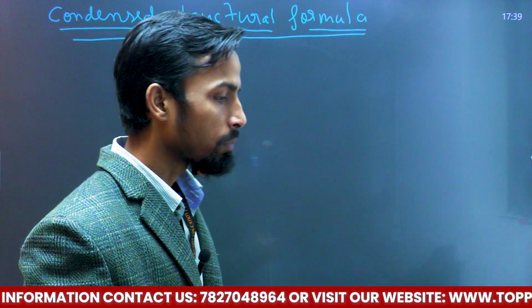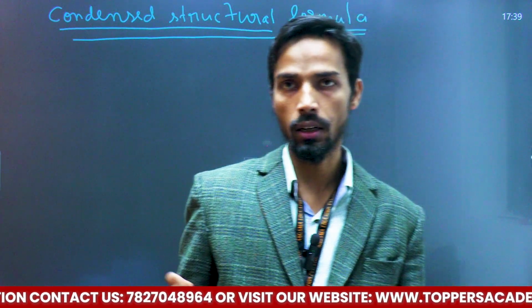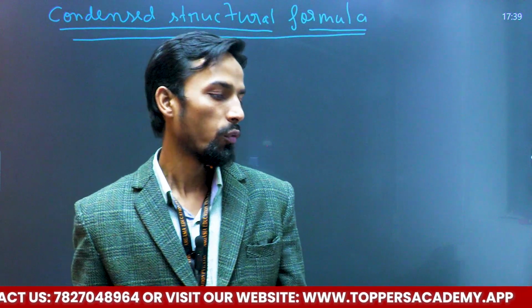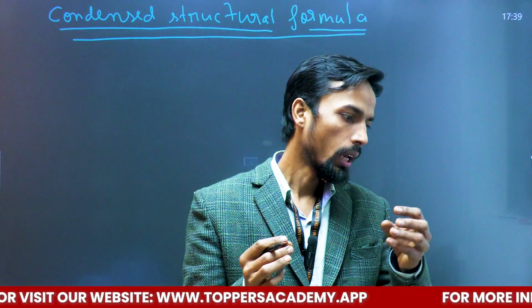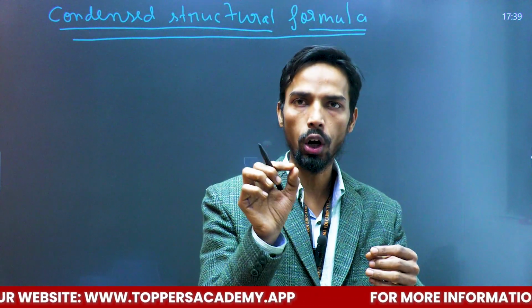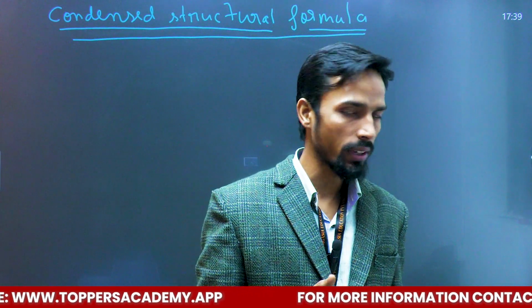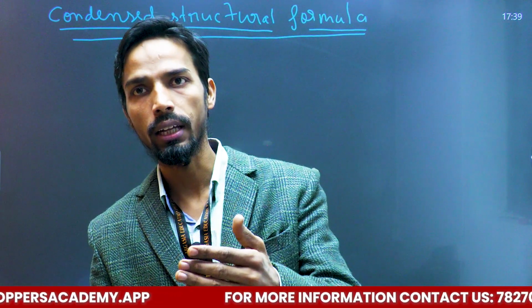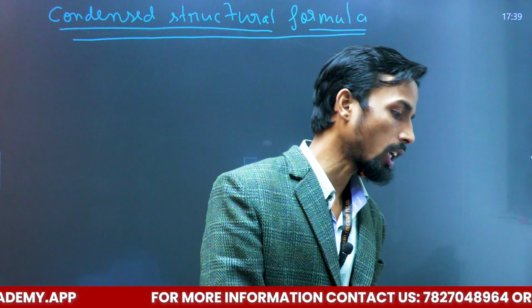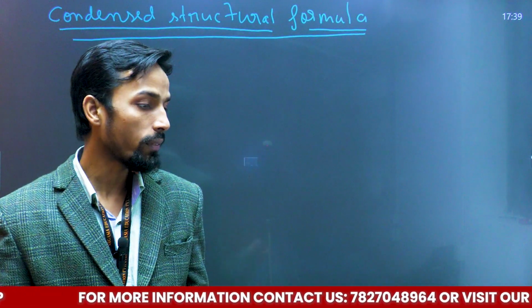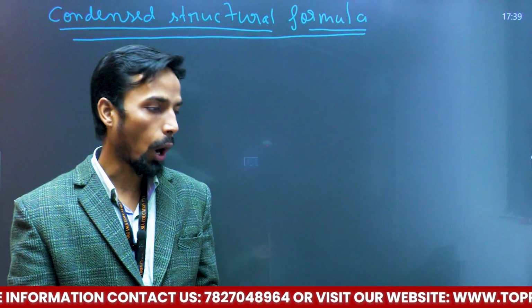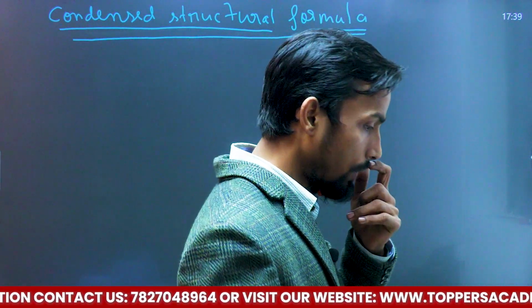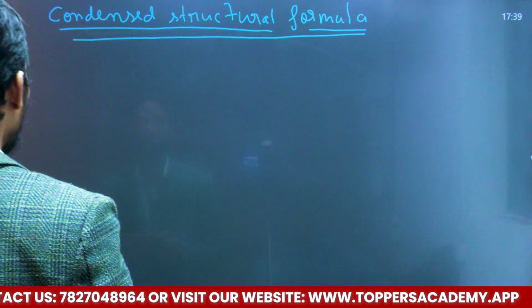Condensed structure formula. In the previous complete structure formula, we replaced the dot or star which we had drawn with a dash. Now, in this condensed structure formula, we will replace this dash also. Most of the dashes will be omitted.